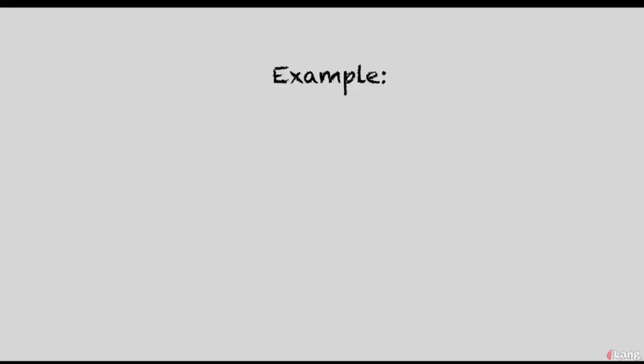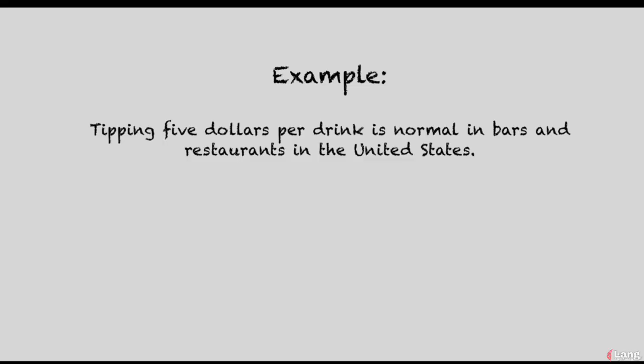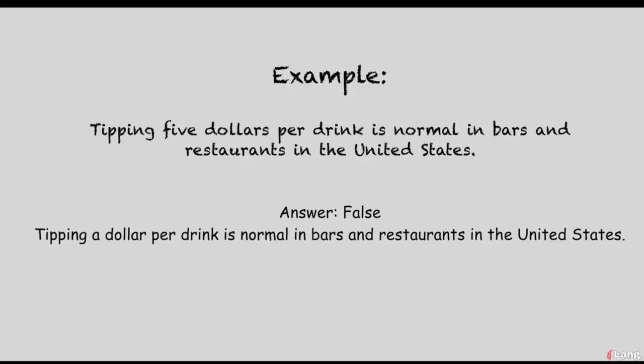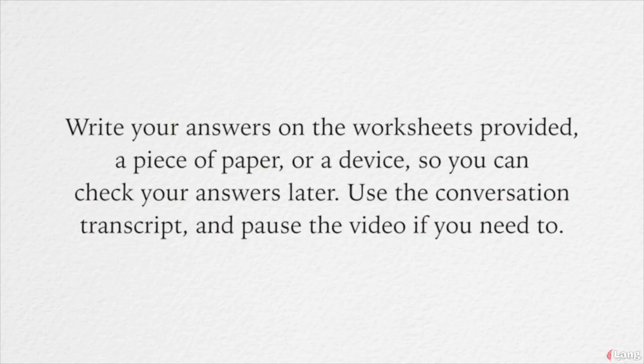Here's an example for you. Tipping $5 per drink is normal in bars and restaurants in the United States. The answer to this is false. Since it is false, I need to correct it to make it true. I would write something like, tipping $1 per drink is normal in bars and restaurants in the United States. Write your answers on the worksheets provided, a piece of paper or device, so you can check your answers later. Use the conversation transcript and pause the video if you need to.